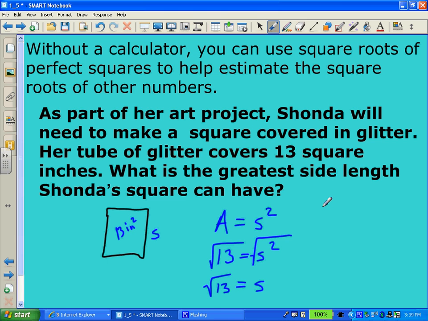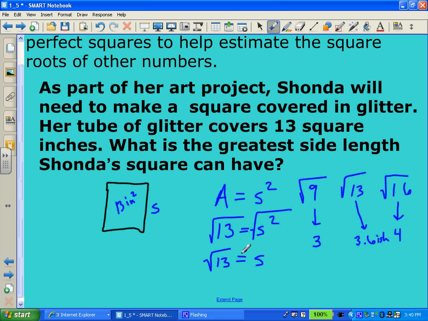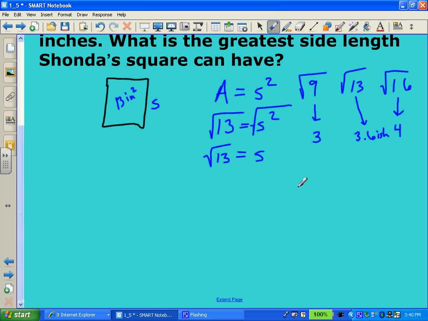Now, I need to know what that is. So what I'll do is I'll use my perfect squares. So here's the square root of 13. I want to figure out what two perfect squares 13 is in between. Now 9 is a perfect square, 3 times 3, and so is 16. So 13 kind of falls in between those two. Now I know that the square root of 9 is 3, and the square root of 16 is 4. Now 13 is a little bit closer to 16. So I'm guessing that the square root of 13 is 3.6-ish, we'll say.